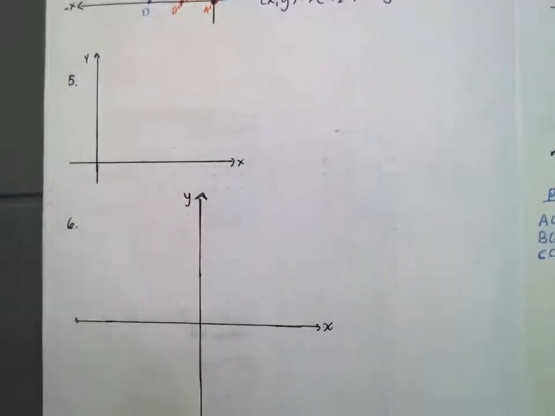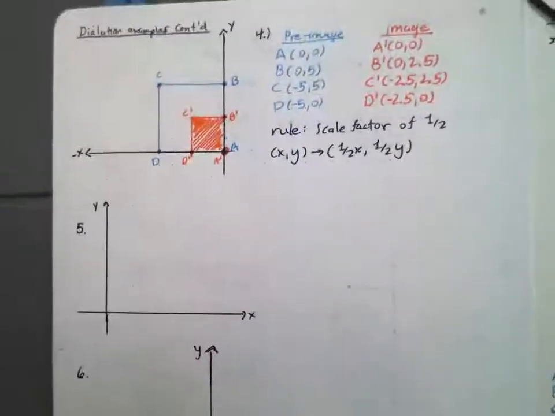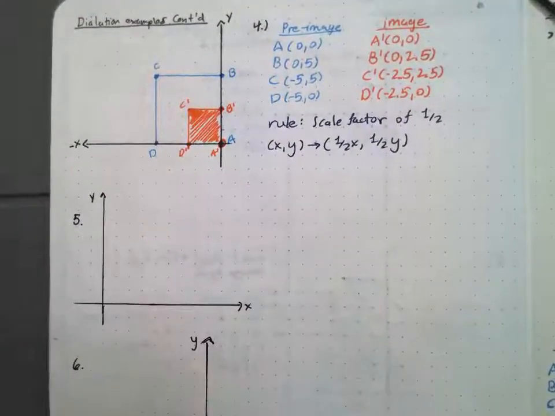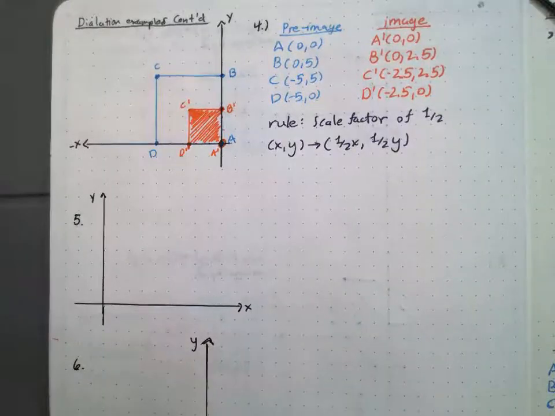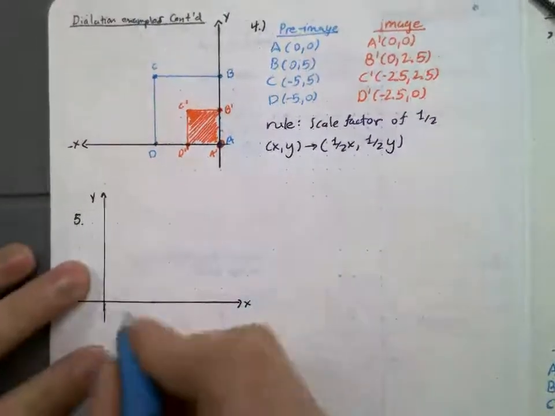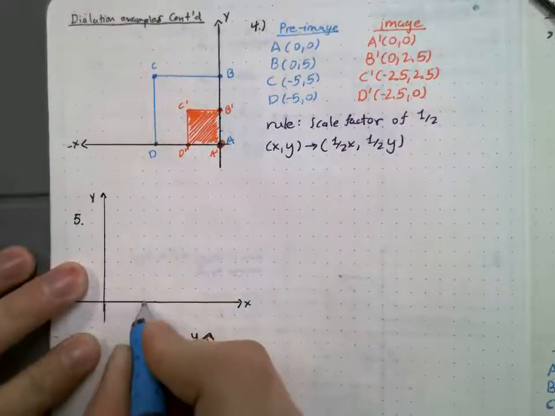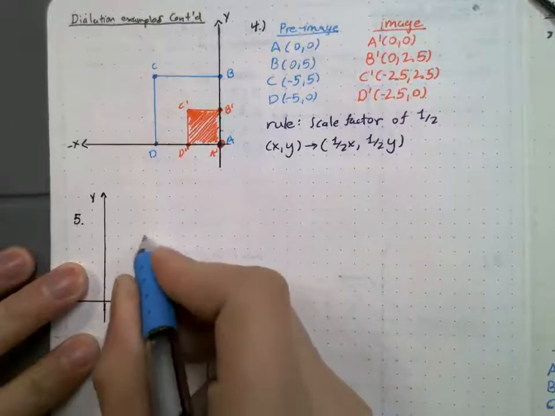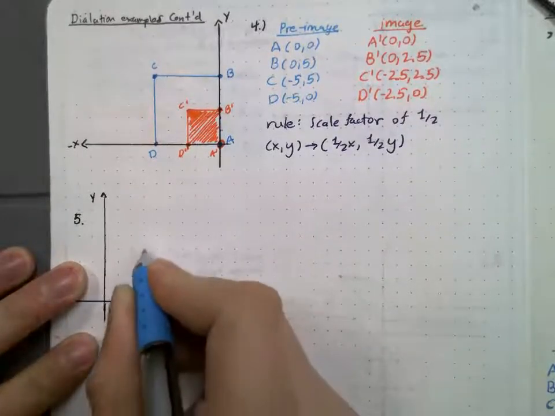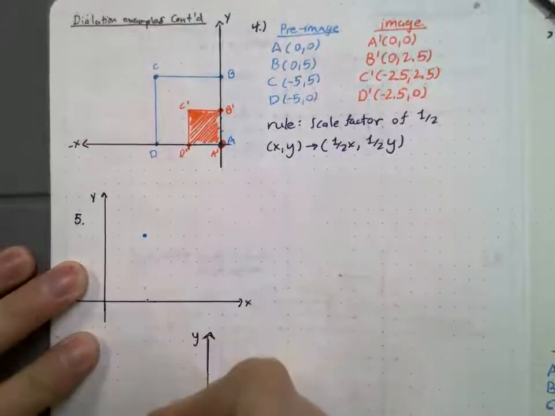So number 5, actually here, I'll keep that up there so that way if you're still writing, you can keep up. So for number 5, let's talk about number 5. All right. So number 5, we have a pre-image of a pentagon. All right, and it's at 3, 5. So 1, 2, 3, up 5. 1, 2, 3, 4, 5. Yep, right there. Okay, so there's A.